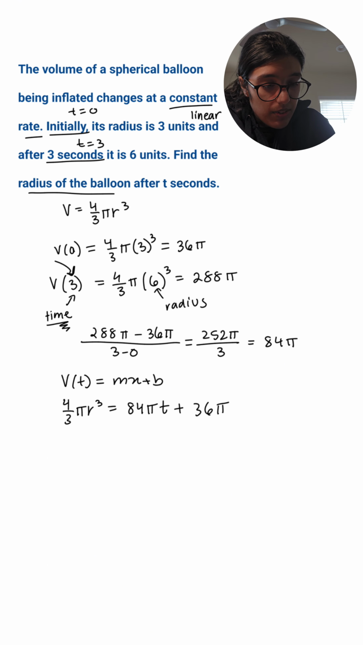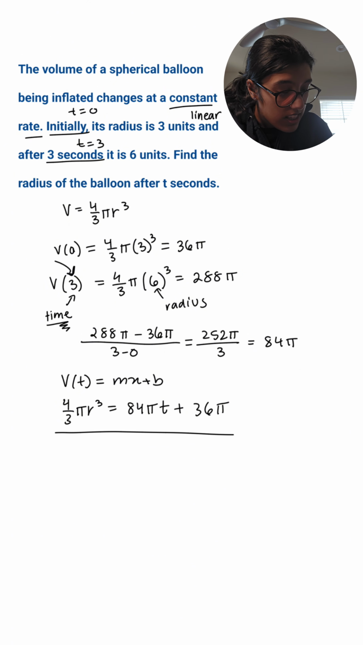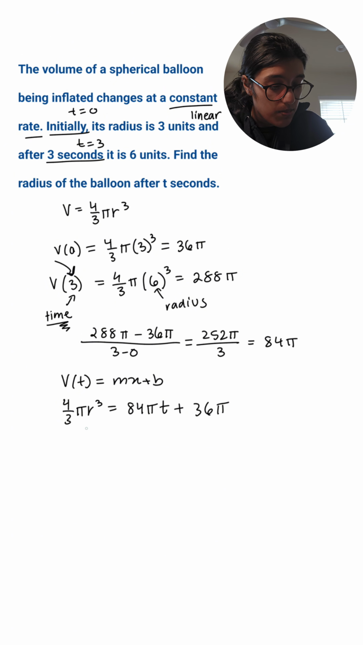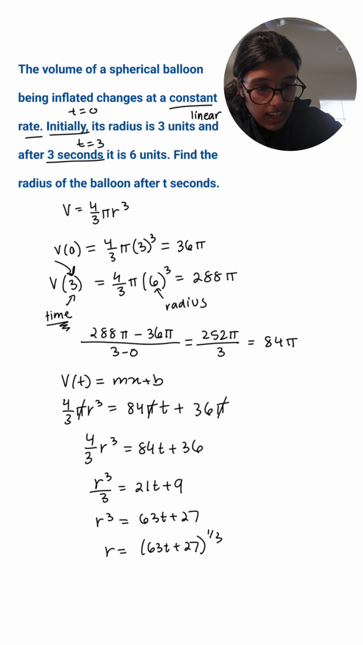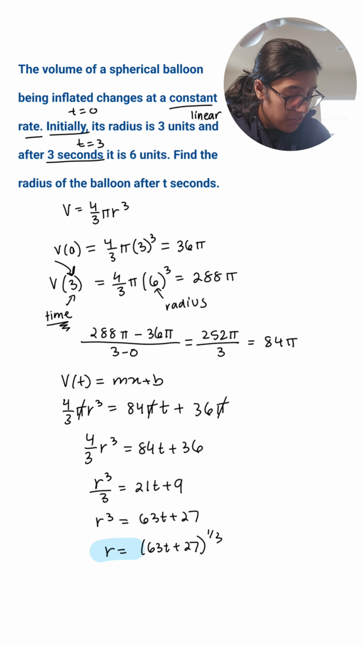Now it says find the radius of the balloon after t seconds. This entire equation is in terms of r and t, so I'm just going to find r in terms of t. And this is going to be our final answer.